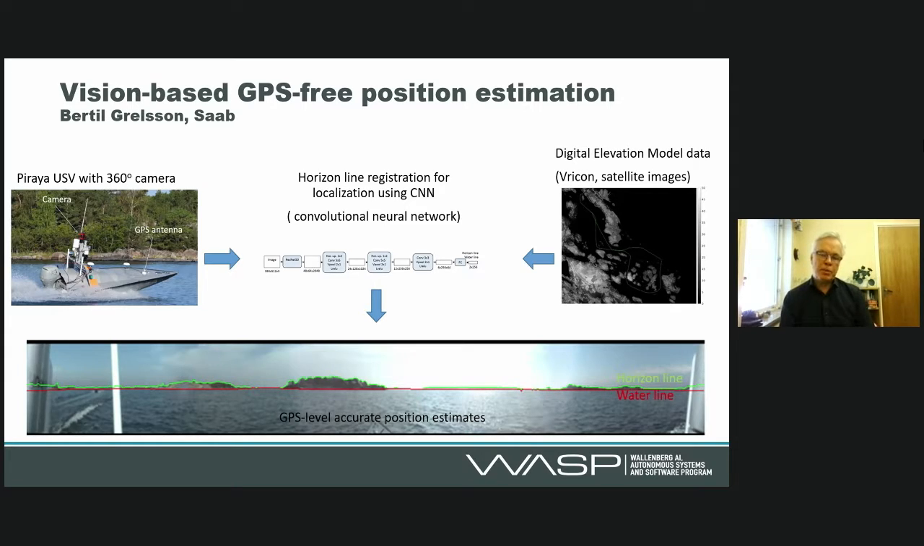And on this one, he uses a 360 camera to take, so to say, a video of the contours of the horizon. And then he combines it with digital satellite data, something called digital elevation models. And on this one, you get, so to say, the altitude of the complete globe. And by combining this altitude data and the image that you have, you can get a picture of the horizon, so to say, and then you fuse it together with the convolutional neural network, and you can get very good positioning.